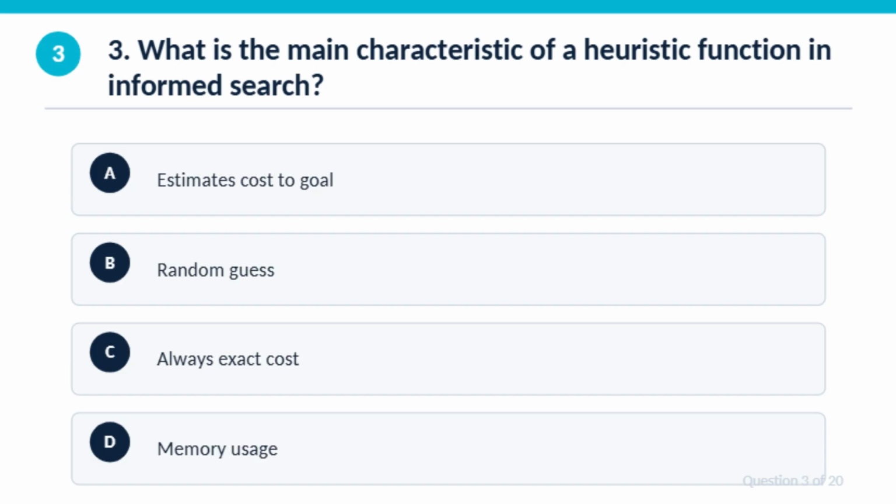What is the main characteristic of a heuristic function in informed search? A. Estimated cost to goal. B. Random guess. C. Always exact cost. D. Memory usage. The correct answer is estimated cost to goal, A.